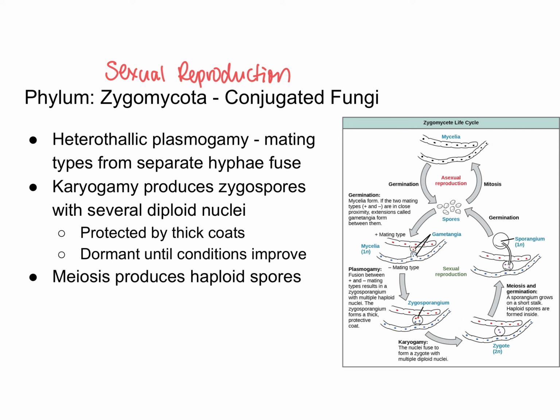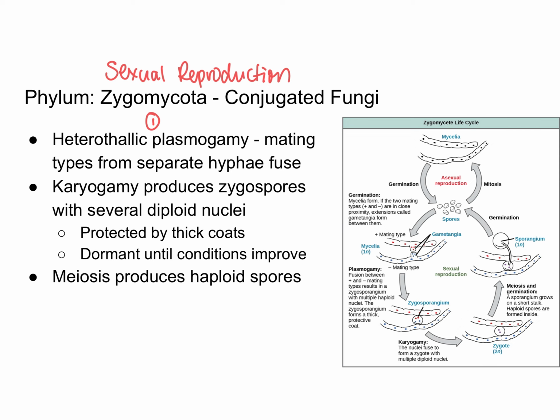Zygomycota have heterothallic plasmogamy. If you recall, plasmogamy is the first step of sexual reproduction in fungi. And plasmogamy is where the cell membrane and cell wall of two different mating type cells fuse, but the nuclei within the cells do not fuse.